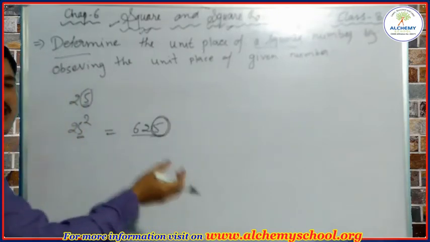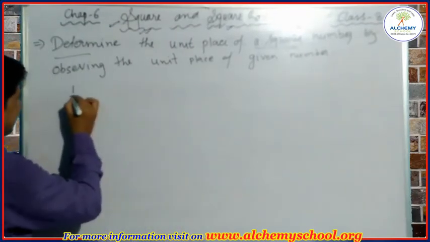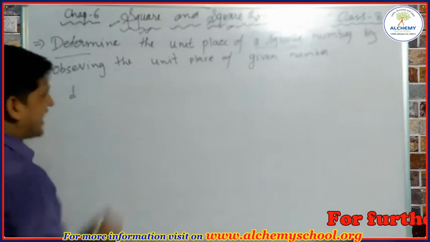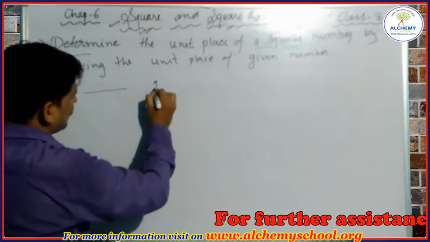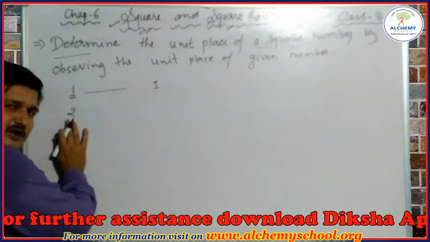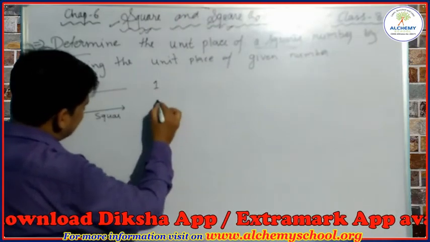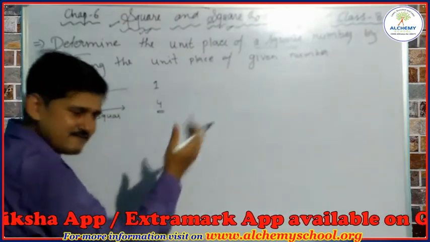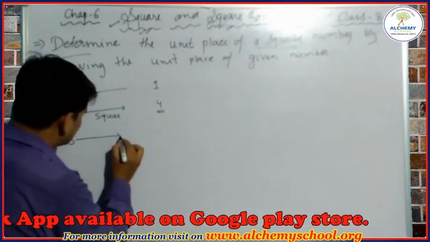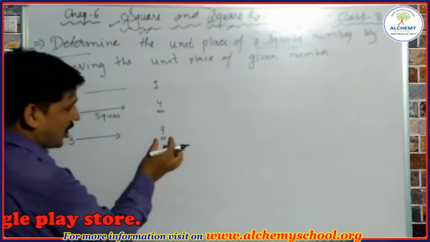The same thing we can apply for other numbers also. Okay, if there is a number which has 1 at the unit place, when we find its square value, there also we get 1 on its unit place. When we have 2 on the unit place of any number, when we find the square of it, we'll get here 4 on the unit place of the square of the given number. When we have 3 on the unit place of a number, when we find its square, there we'll get 9 on the unit place.